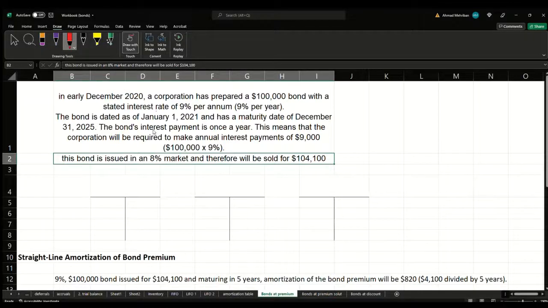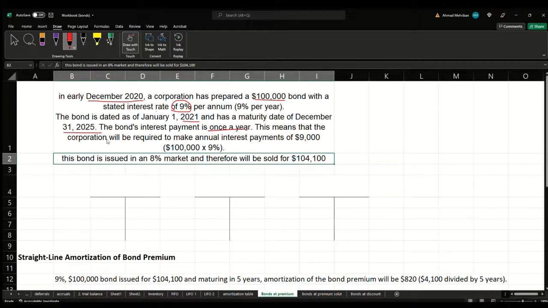So let's take a look at an example of a bond issued at premium. In early December 2020, a corporation has prepared a $100,000 bond with a stated interest rate of 9% per annum, per year. This bond is dated as of January 1, 2021 and has a maturity date of December 31, 2025. The bond's interest payment is paid once a year.